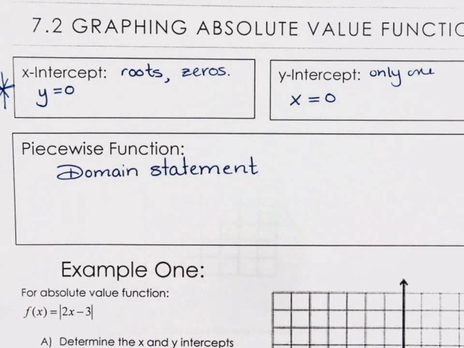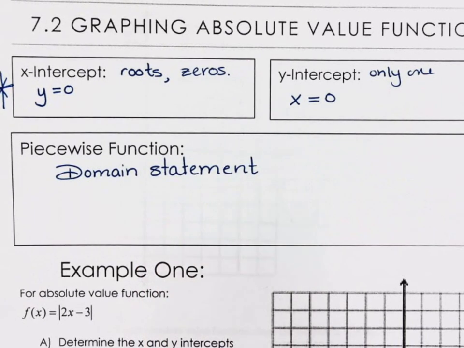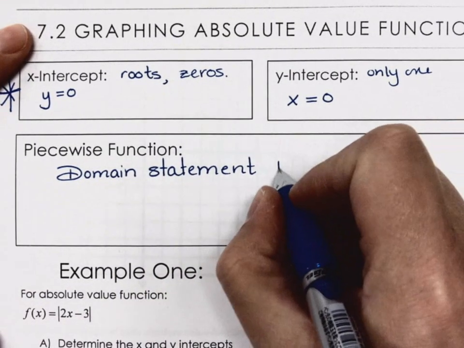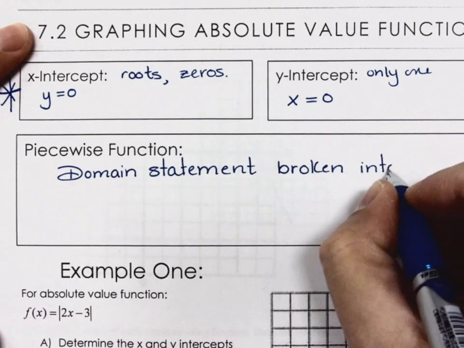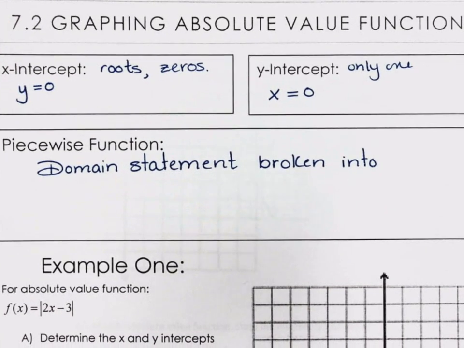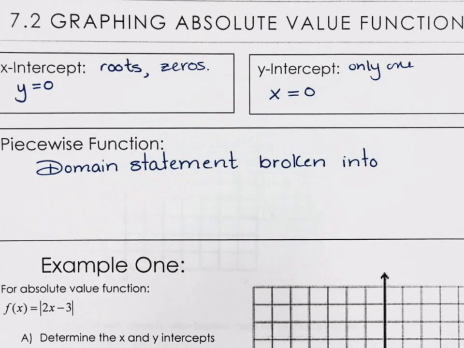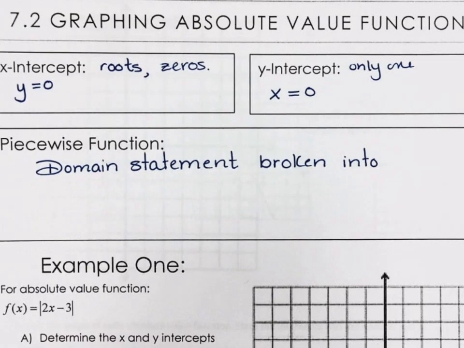Does everybody know what I mean by domain statement? Like, if I asked you for the domain of something, you can go from this point to this point. You could do it in set or interval notation. You would have done it in grade 10 intro, and now I just expect you to know it, and now we're going to make it more complicated.